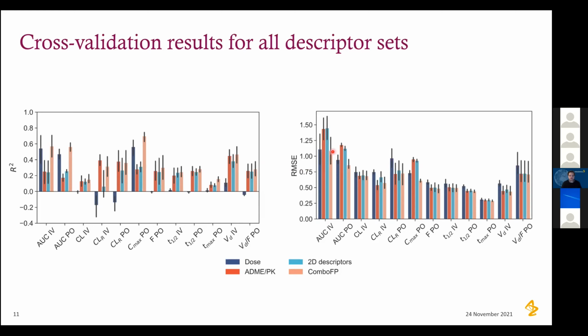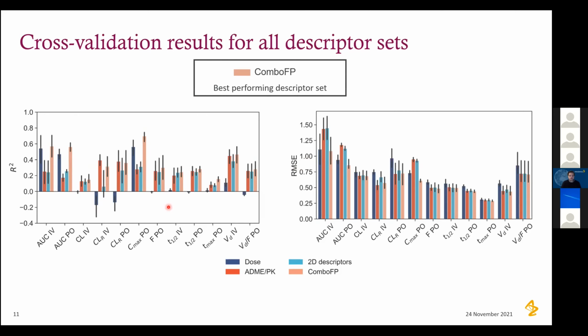You can see the same here in terms of RMSE. But for instance, for Cmax-PO, we do see an increase. The other thing to note regarding the dose is that all of the non-dose dependent endpoints, like clearance or any of the others, aren't predictive at all using the dose. So that's nice to see. So from this, we concluded that the combo FP was the best performing descriptor set.